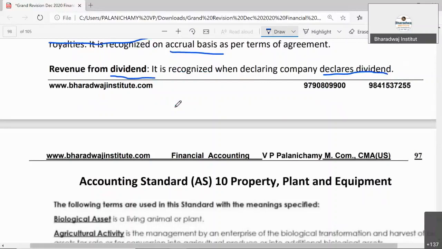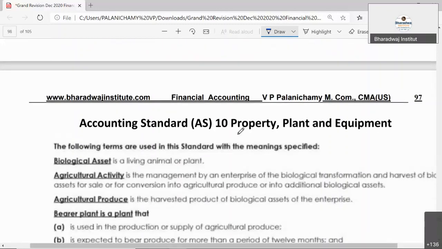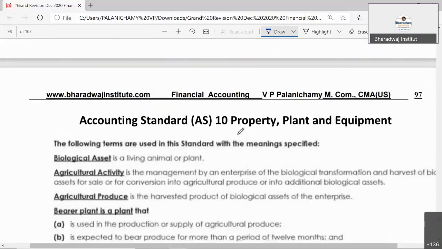Minimum 10 marks you will get from AS. One can be a match the following question. Another can be like value the inventory, or calculate the amount of profit to be transferred in a contract, or calculate the value of fixed assets. Like that, they can ask you questions.